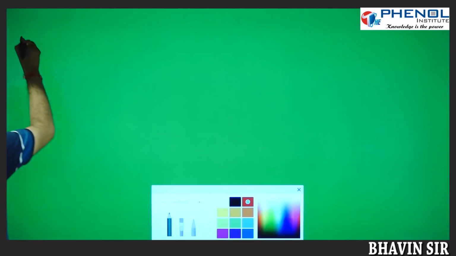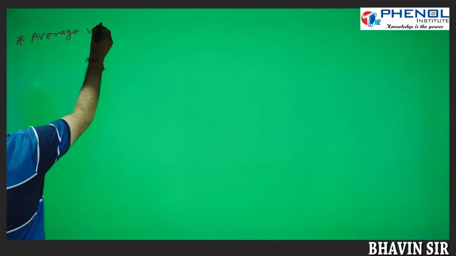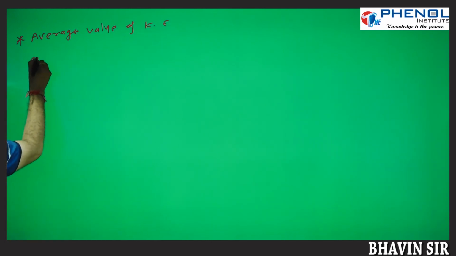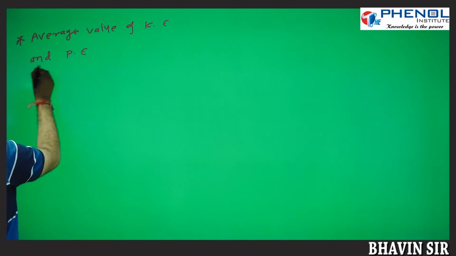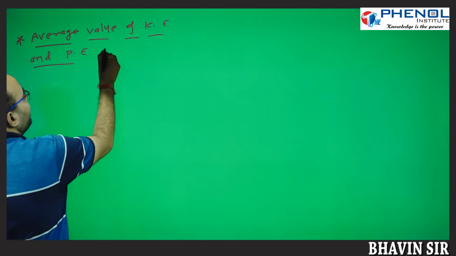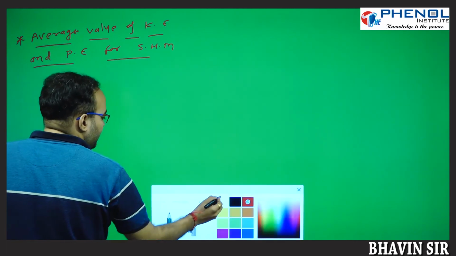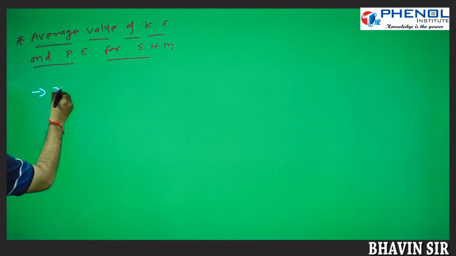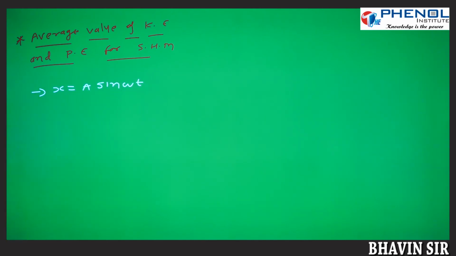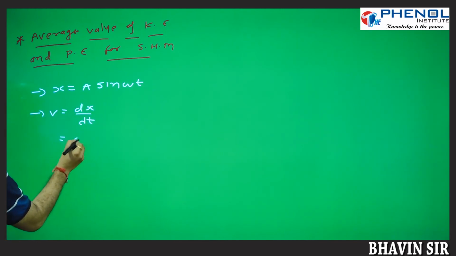Okay students, next we want to find the average value of kinetic and potential energy for SHM. First, as we know, in a derivation we take x equal to a sin omega t. So what is the velocity, students? Velocity is equal to dx by dt.